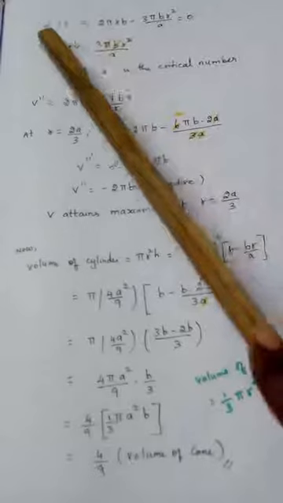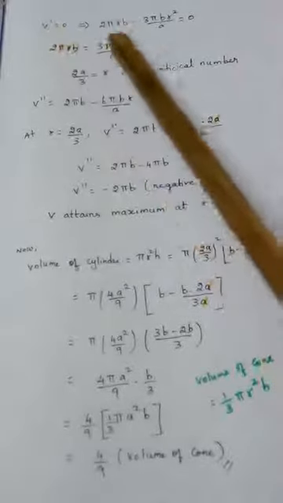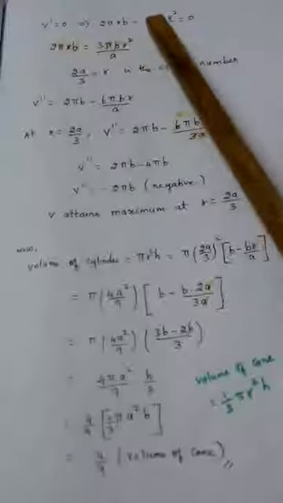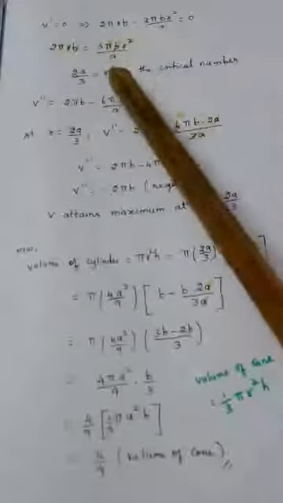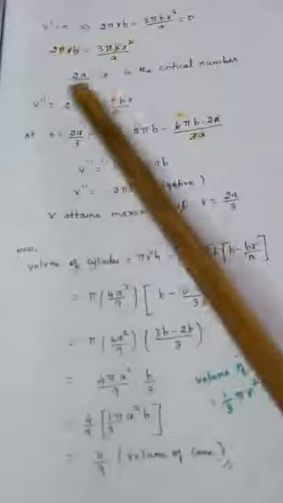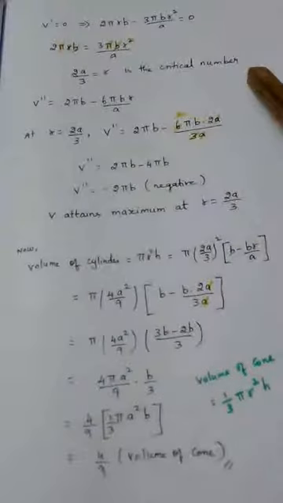Now see this. Put v dash equal to 0, so that this becomes 0. So taking one term to the other side, it becomes like this. Cancelling everything, we are getting r is equal to 2a by 3, which is called the critical number.